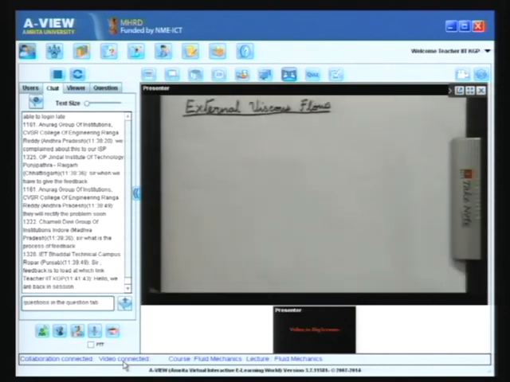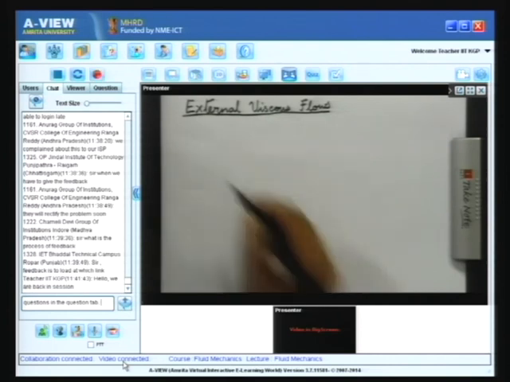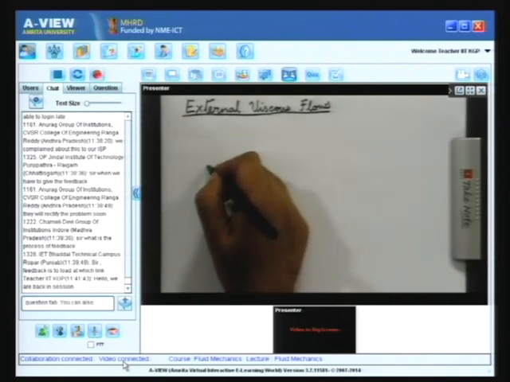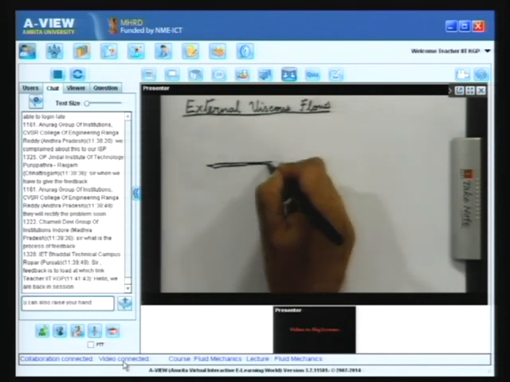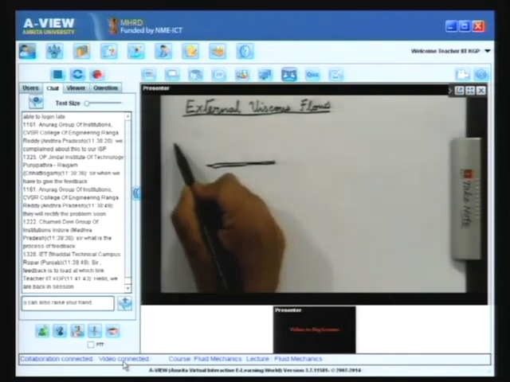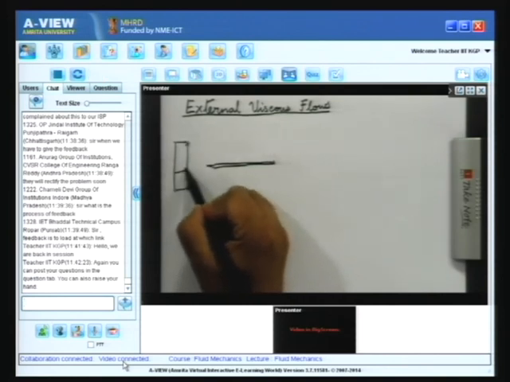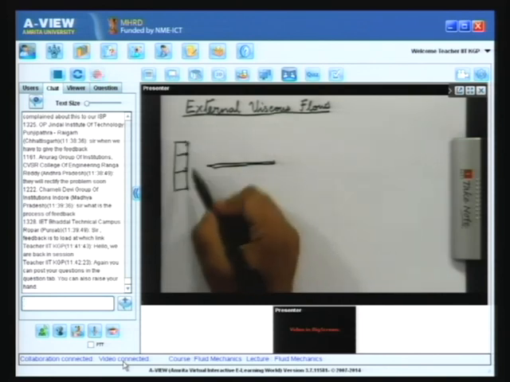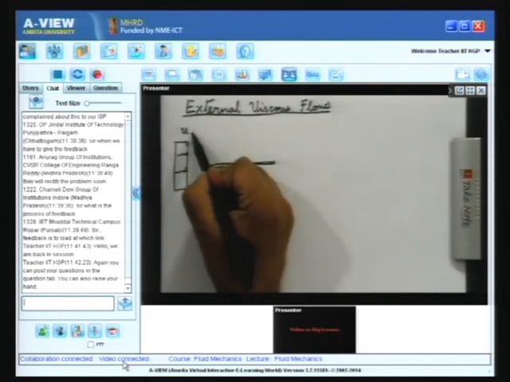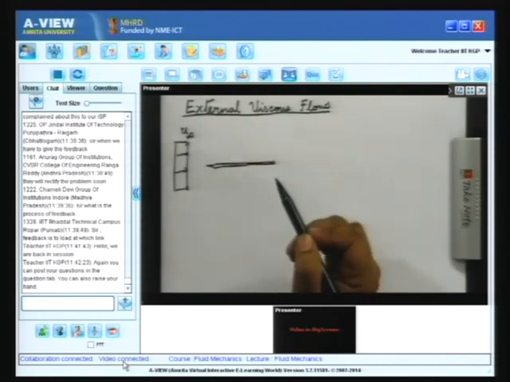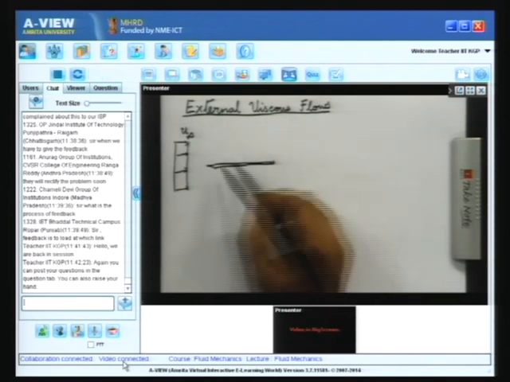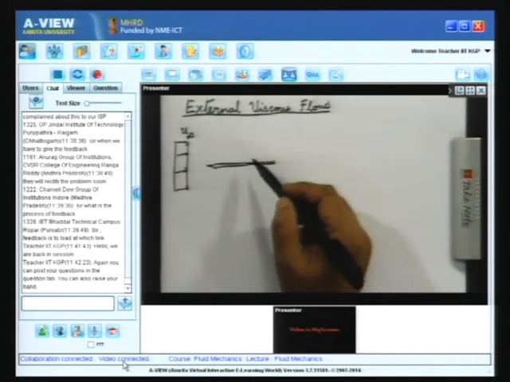So, we will consider a situation where you have a flat plate which is aligned with the direction of a uniform oncoming free stream. So, the upstream conditions are known. Let us say this velocity is u infinity, and you want to find the velocity distribution over the plate.